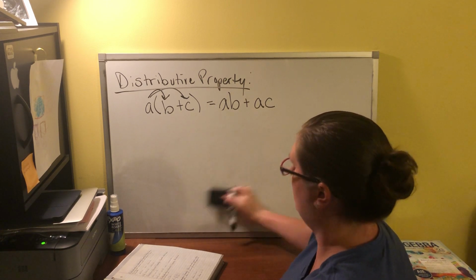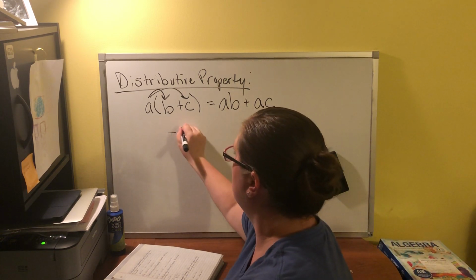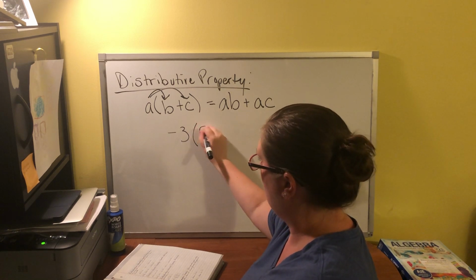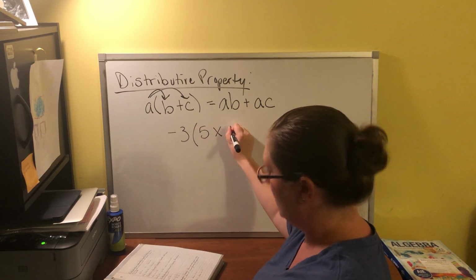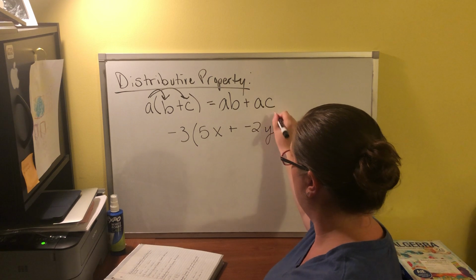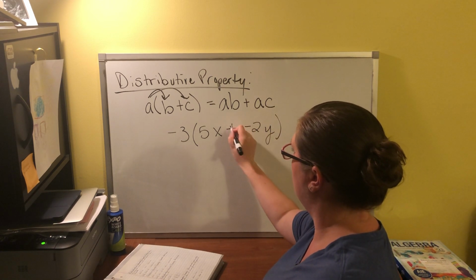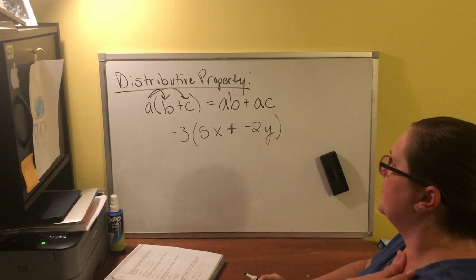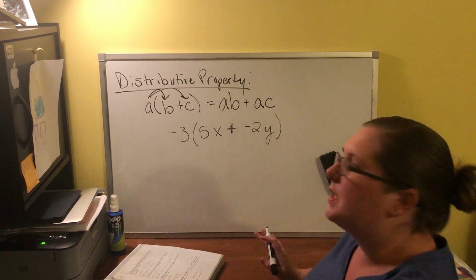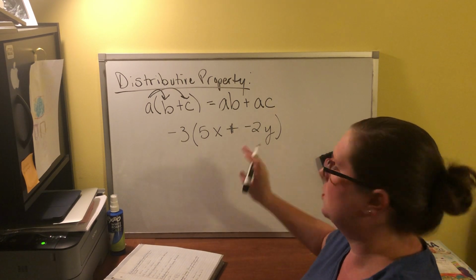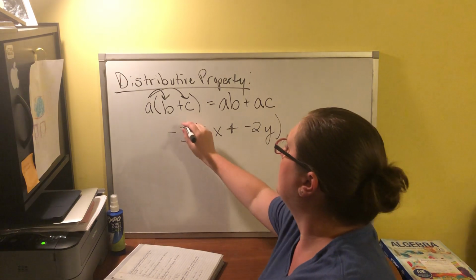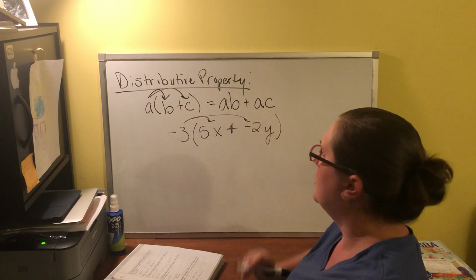So let's do one more that we need to pay attention to signs. Let's do negative 3 times the quantity of 5x plus, let's do a negative 2y. So we got, that's addition. All right. So once again, we look in the parentheses. I can't combine like terms. This is an x and a y. They're completely different. We look out in front. I can distribute a negative 3.